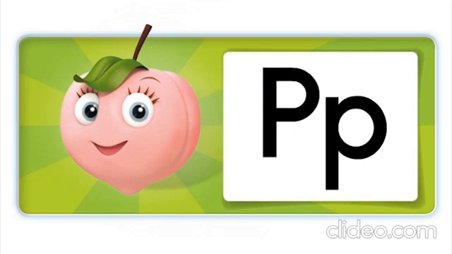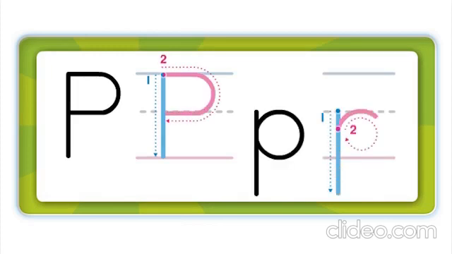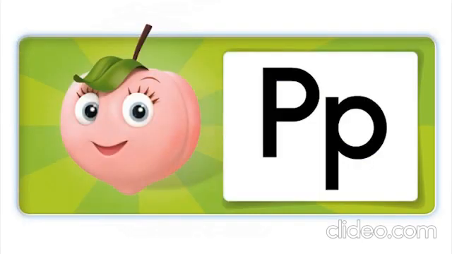Hello. I'm a pink peach. This is the P sound. This is the letter P. P, p, pink peach. P, p, pink peach. What's the beginning sound? P. What letter is this? P. Peach.